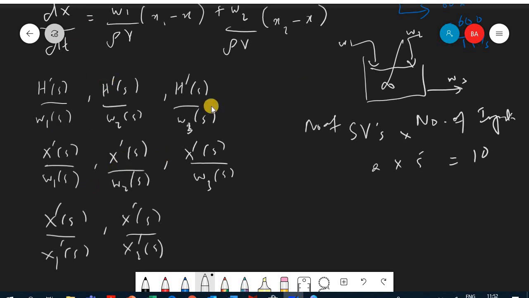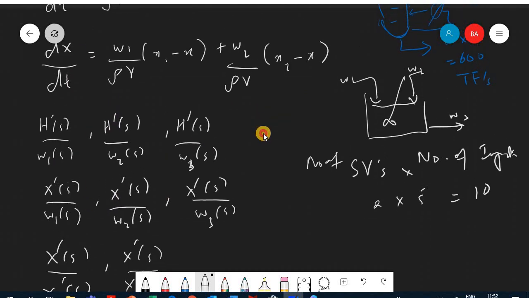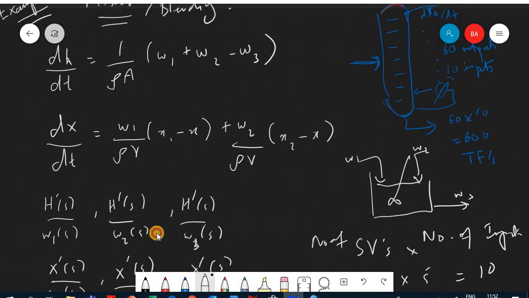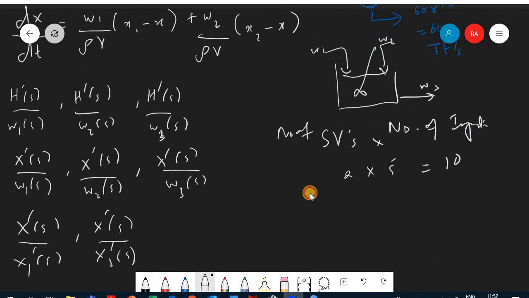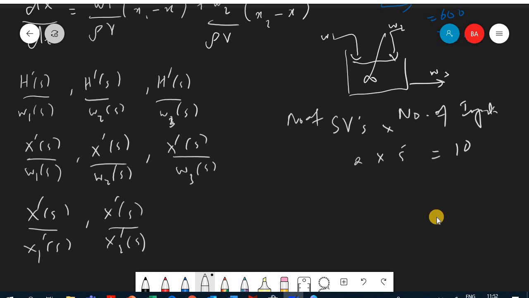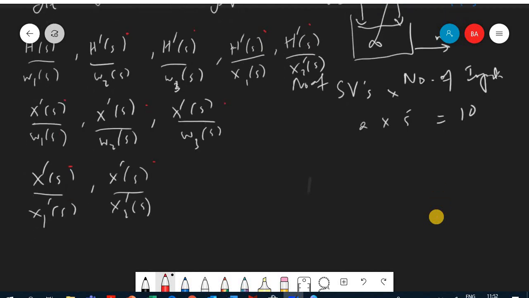So what did I forget here? I forgot that H could be changing also because of X1, even though I know this could be of no sense, but these are all the possibilities that I have. Now if you count them, 1, 2, 3, 4, 5, 6, 7, 8, 9, 10. Okay, I have 10 transfer functions.